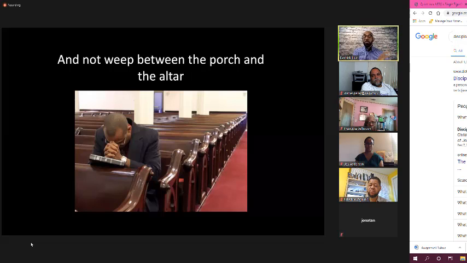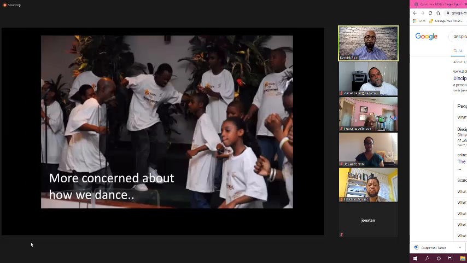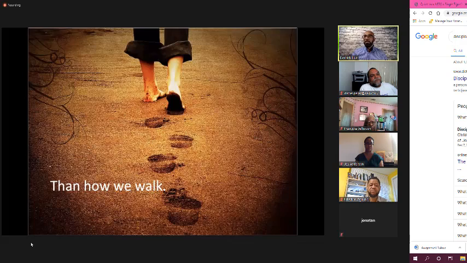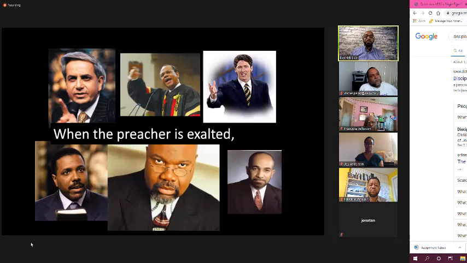They think that worship is only about getting their praise on, only about getting their shout and the hallelujah on. They neglect to understand that worship is the way that we live our lives 24 hours a day, 7 days a week. And when that does not happen, then the church is out of balance. When the church is more concerned about how we dance than how we walk, the church is out of balance.